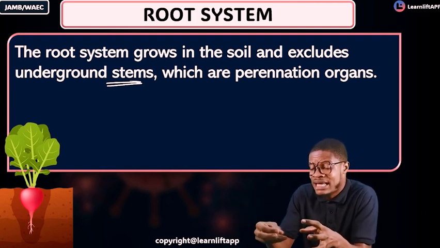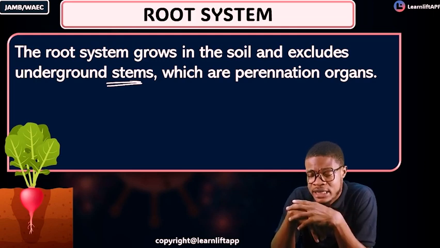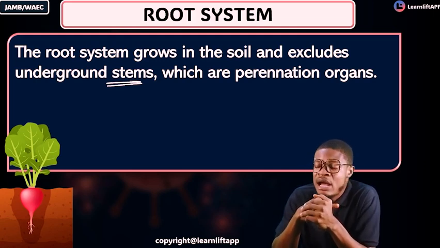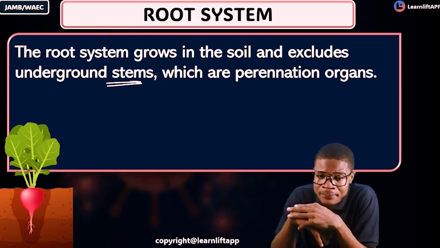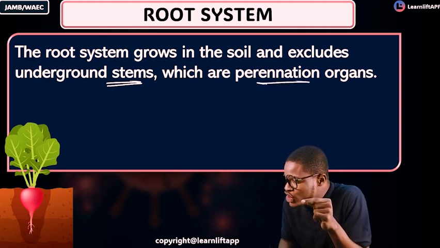There are some stems that you see inside the soil. Those types of stems are called underground stems. Despite being in the soil, we don't call them roots. Rather, we call them what? Underground stem. And those underground stems serve as the perennation organs.